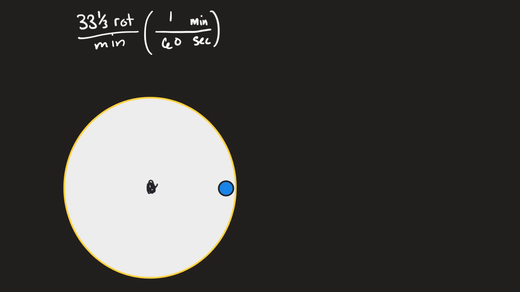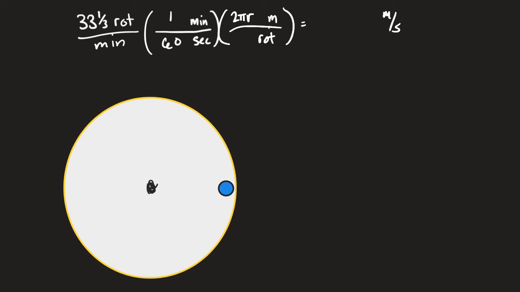So, it could be stated that every rotation is 2 pi r meters. Right? A circumference. Tell me you didn't know that. How dare you? I dare you to tell me. I pity the fool who doesn't know that. Rotations cancel. Minutes cancel, and I'll be left with something in meters per second.